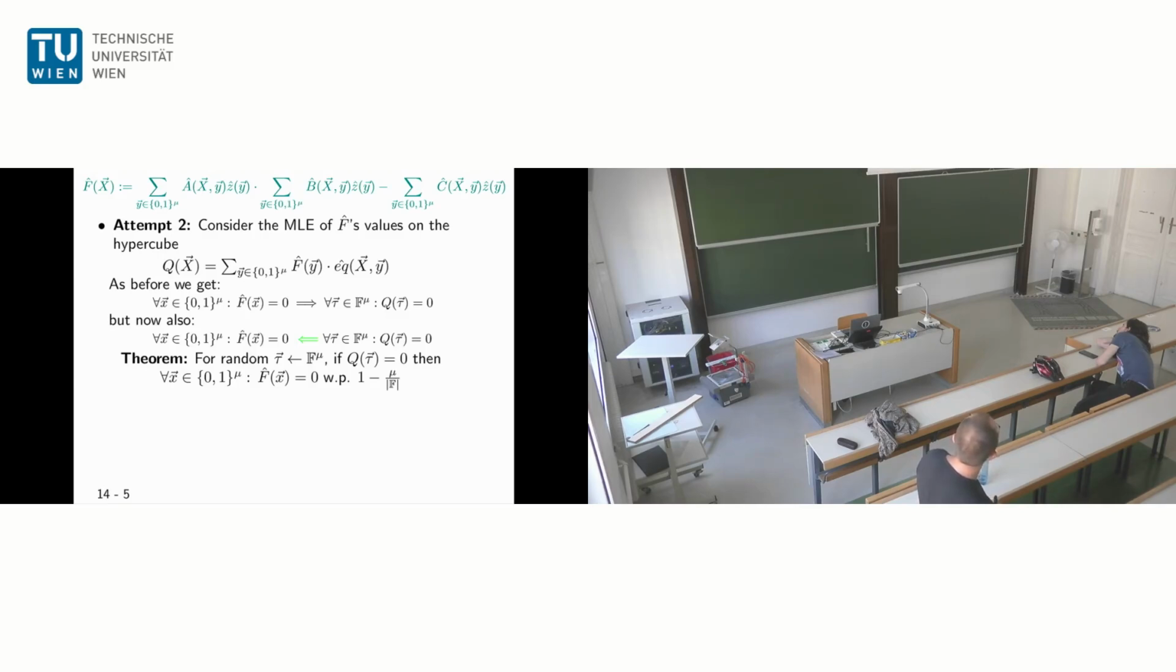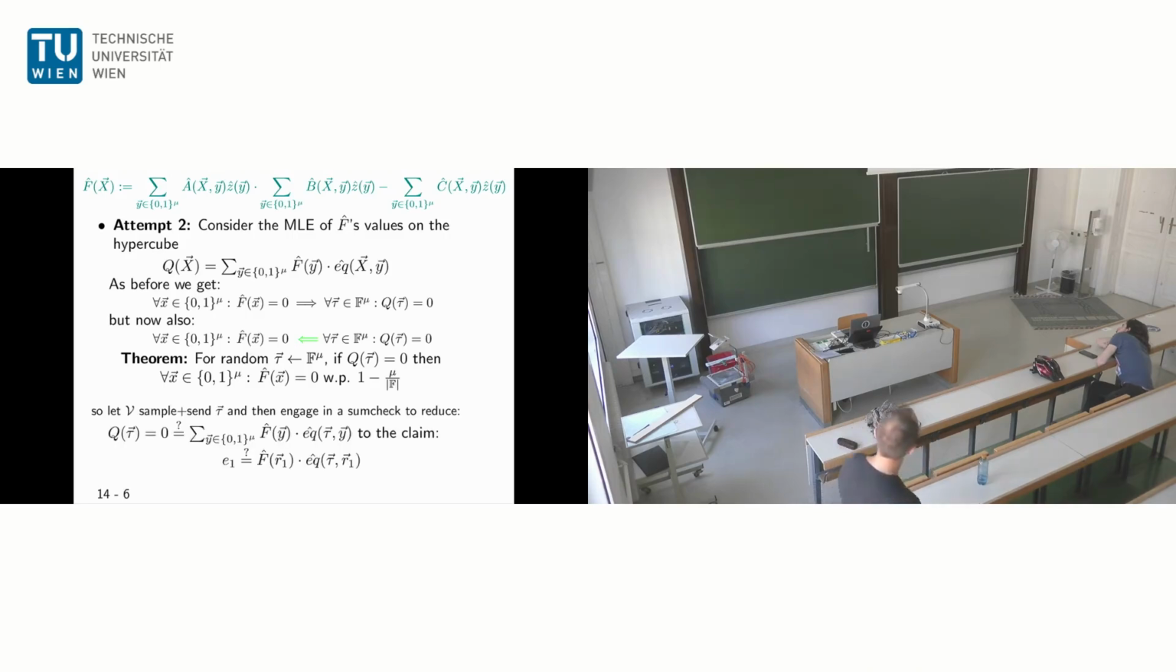Now, but what happens if we sample a random position? We don't look at all positions, but let's sample a random position and then check if this is the case. And then we can show that if we sample it at random, and this q of t evaluates to 0, then we know that with overwhelming probability, f of x will also be 0 at every point.